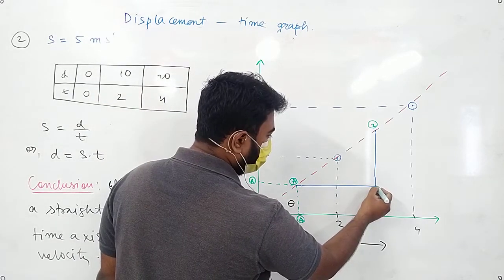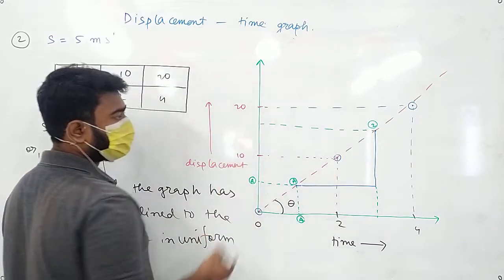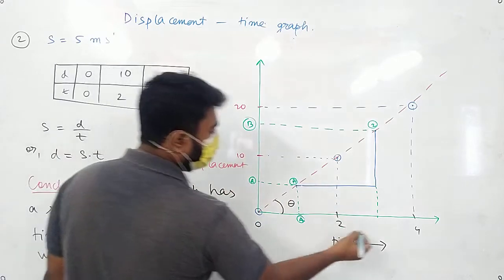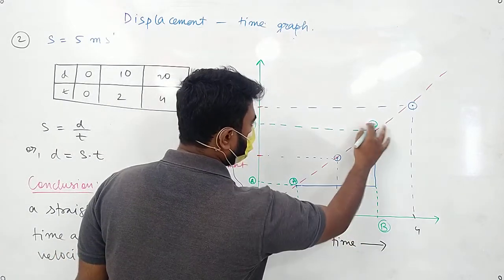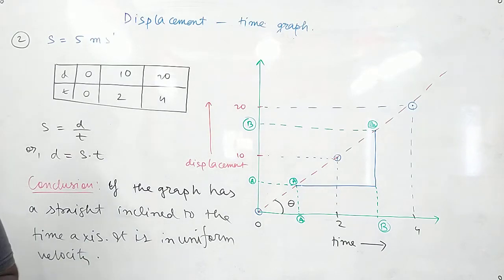If we draw another line, can we draw a line on this axis also? Can I write here B and B here also? If I take this as B, can I write it? Okay.